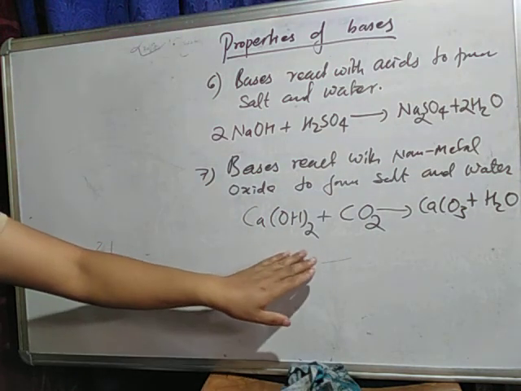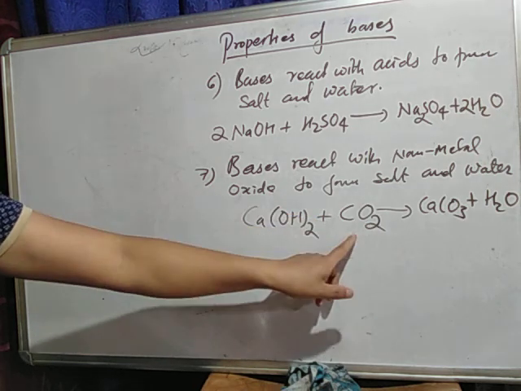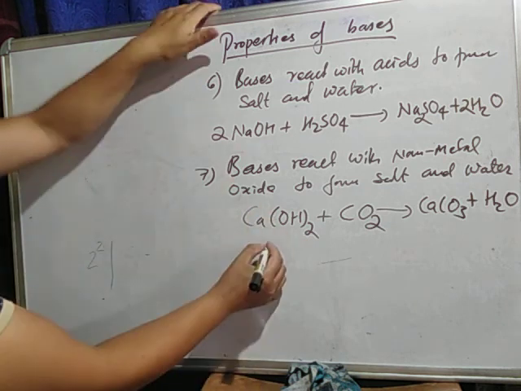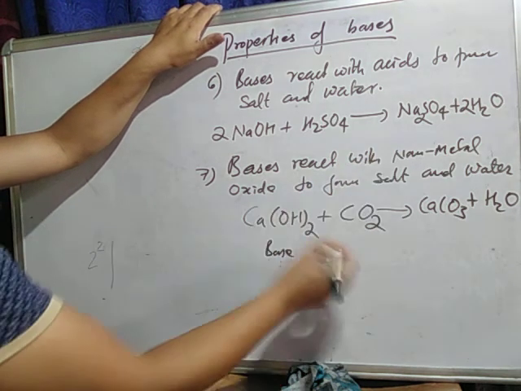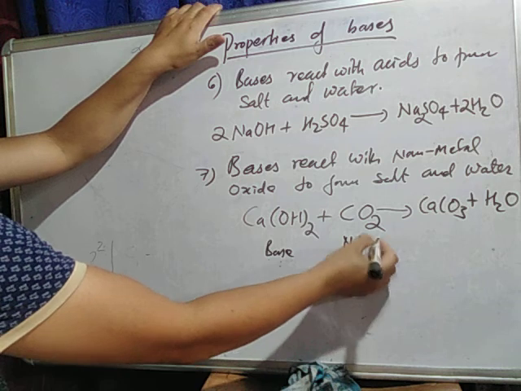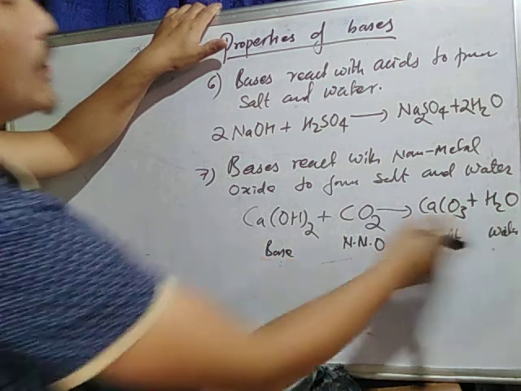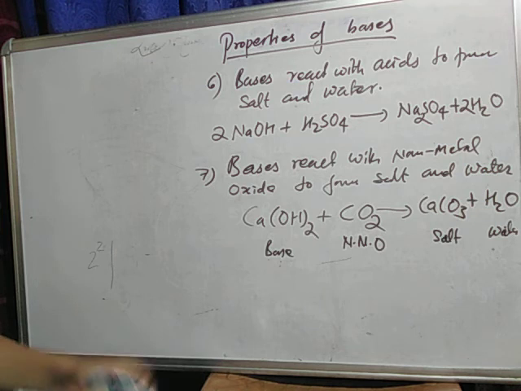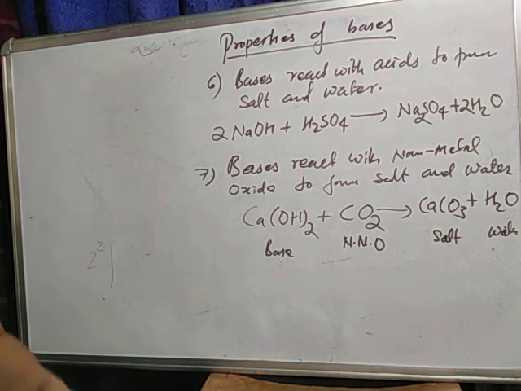So this reaction is very important. Okay, this is calcium carbonate, carbon dioxide. This is what? Calcium hydroxide. This is base. This is what? Non-metal oxide. This is what? Salt. And this is what? Water. And name, chemical name, calcium carbonate. So these are the properties of bases. Okay, write down properly. देखिएन भने pause गर्दै हेर्नु ल.